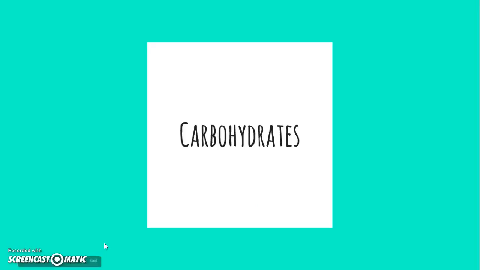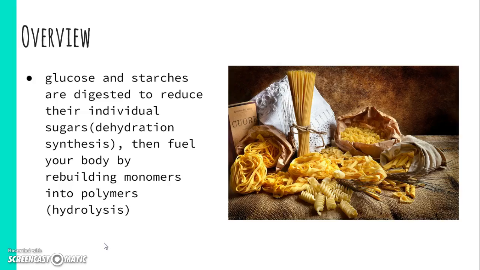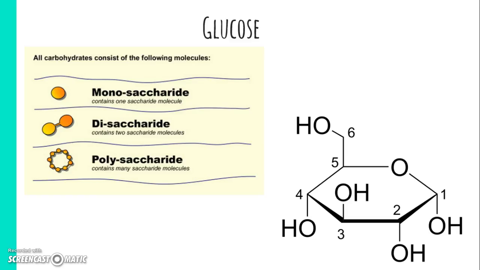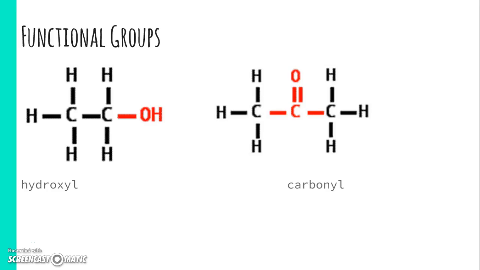Next up, we have carbohydrates. Carbohydrates are used to fuel your body, and some examples would be sugars or glucose and starches. A special kind of carbohydrate is fiber. It does not provide energy for your body, but it helps your body digest food. More in depth, an example is glucose, in the bottom right corner, where it shows the chemical structure. Glucose can either be a monosaccharide, which means one molecule, a disaccharide, which means two molecules, or a polysaccharide, which is two or more molecules.